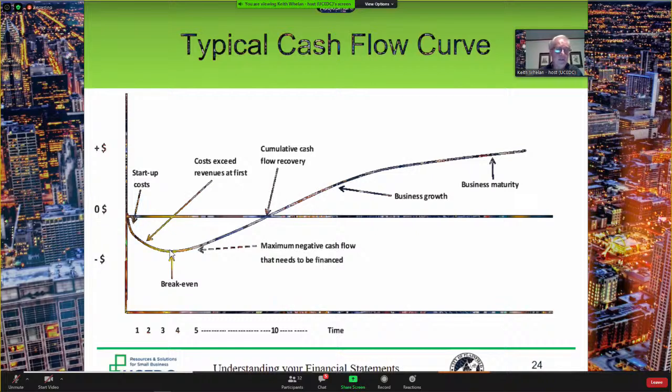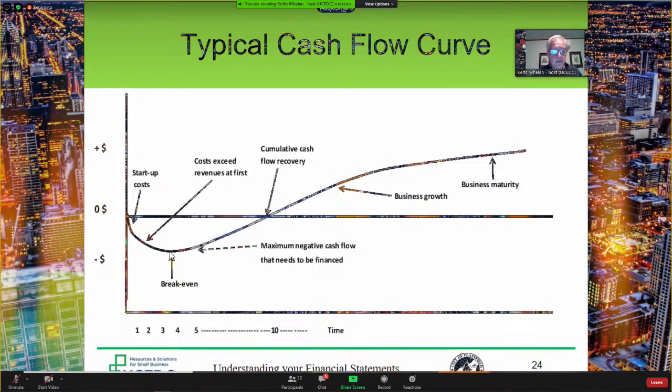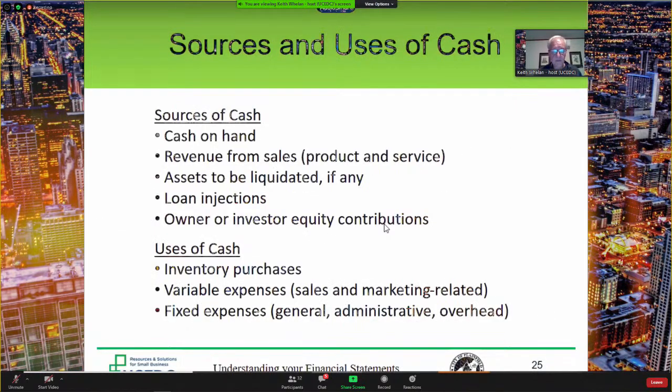Or, if you don't, then out of desperation you're going to be looking to other sources of cash that are less than optimal to help get you past this cumulative negative cash flow, this bottom part of the curve. So again, another reason why you want to project your cash flow.